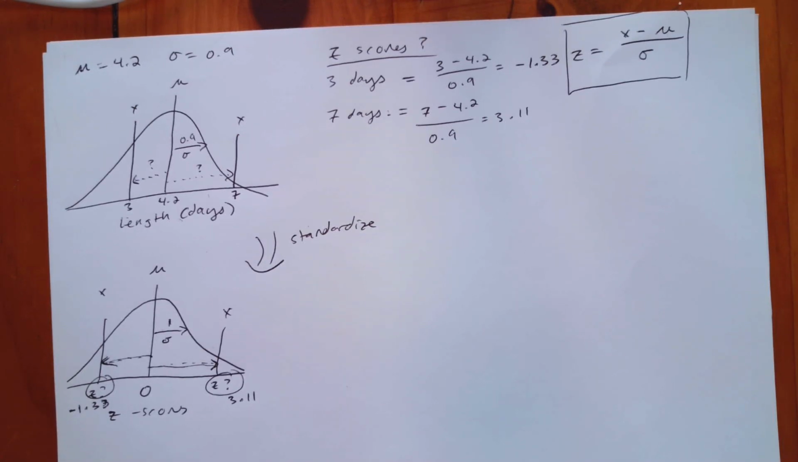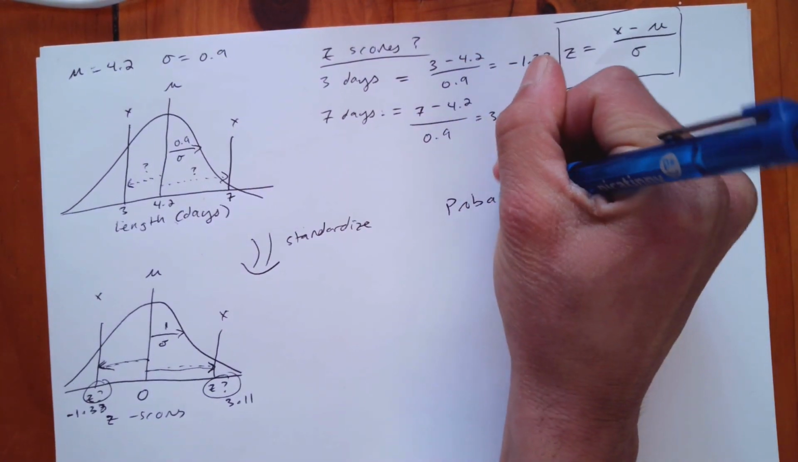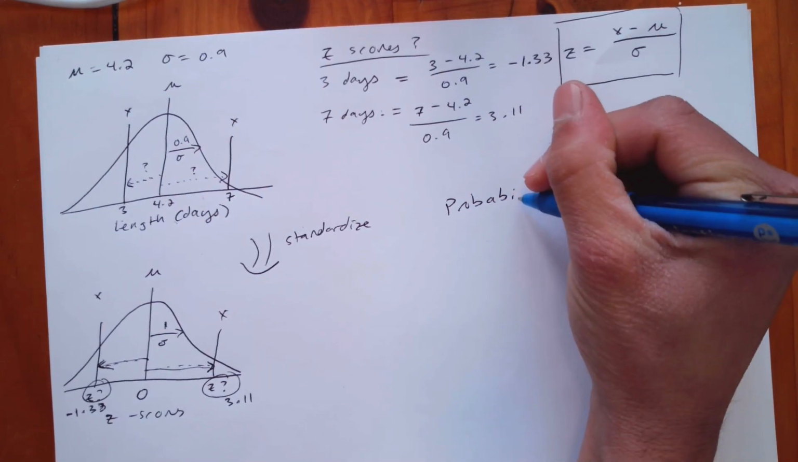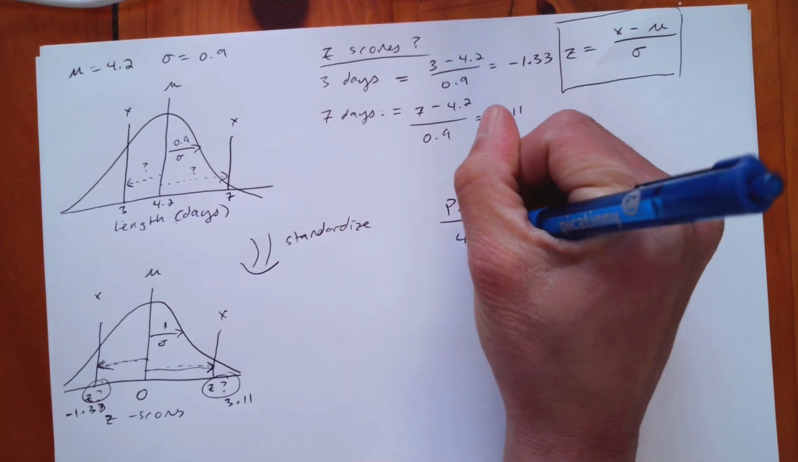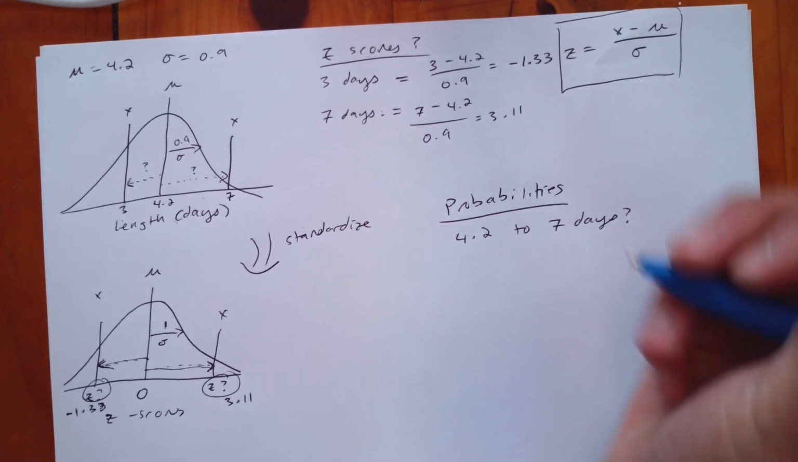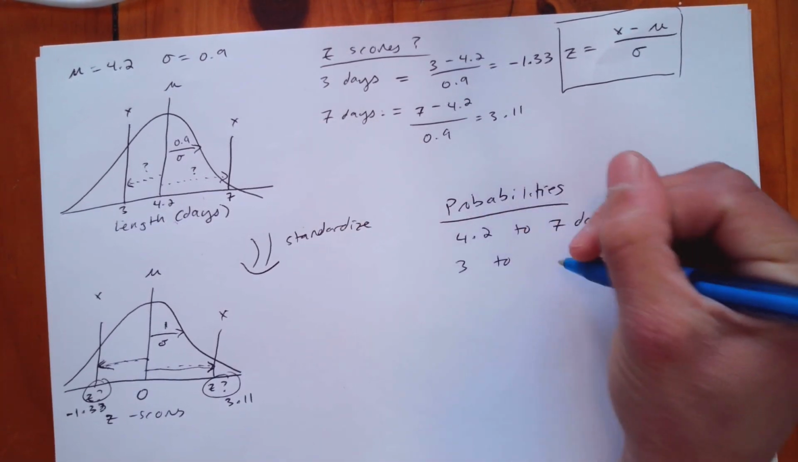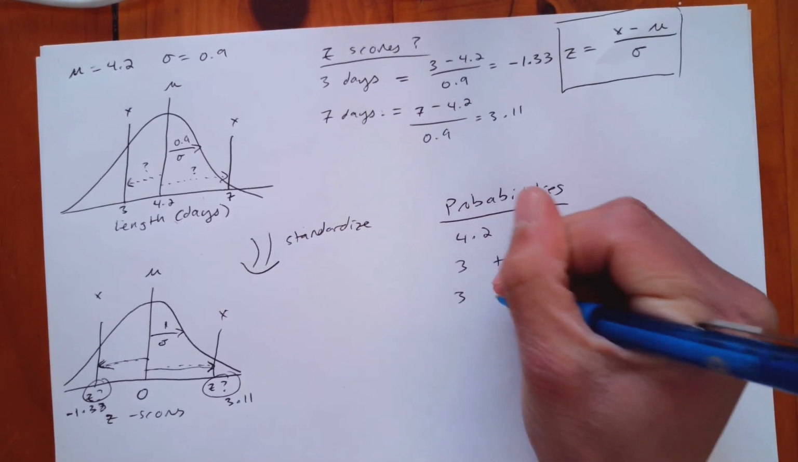The second part, and this is where it got a little trickier yesterday, was using these z-scores to figure out different probabilities. And in the activity on the PowerPoint, I asked for 3 different probabilities. And the 3 probabilities that I ask about are in ranges. And the ranges are 4.2 to 7 days, 3 to 4.2 days, and 3 to 7 days.